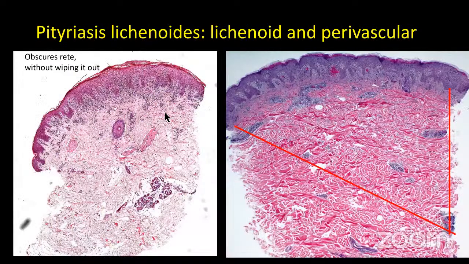Going along with the architecture of pityriasis lichenoides being perivascular and band-like. Again, it sort of obscures the rete but doesn't wipe it out like with lichen planus usually. And you have the infiltrate trickling around the vessels and sometimes the adnexal structures.